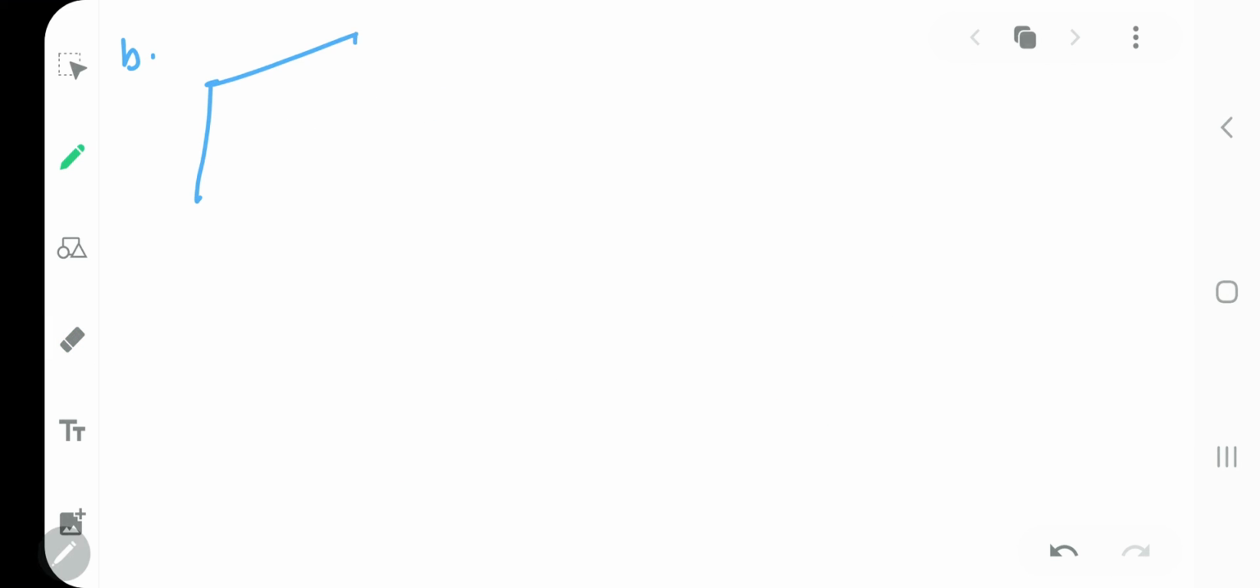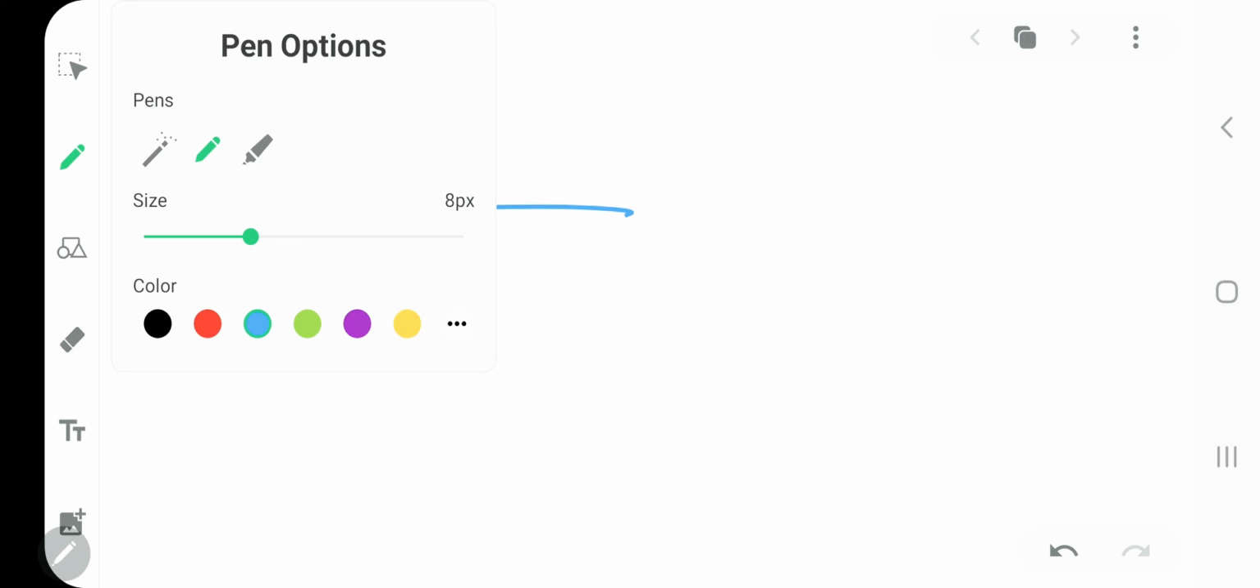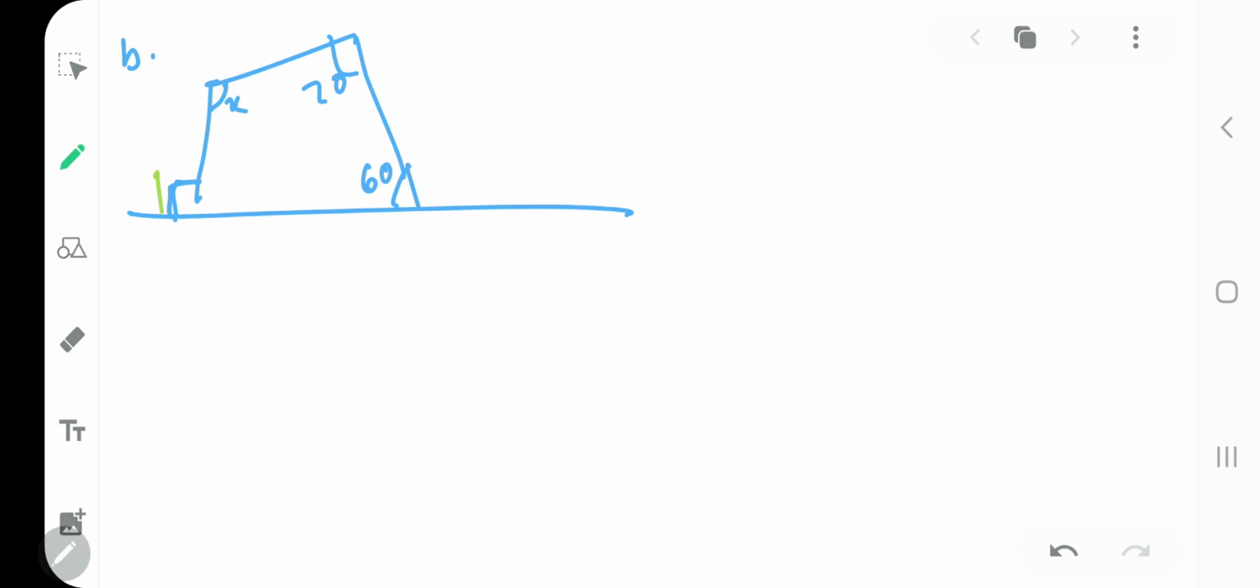Next is B here. We have something like this. This is given as 60. This is 70. This is x. And this outside is marked like this. Now my dear kids, what is this marking? This marking is that this is 90. If the outside angle is 90, this forms a linear pair. So this angle will also be 90.